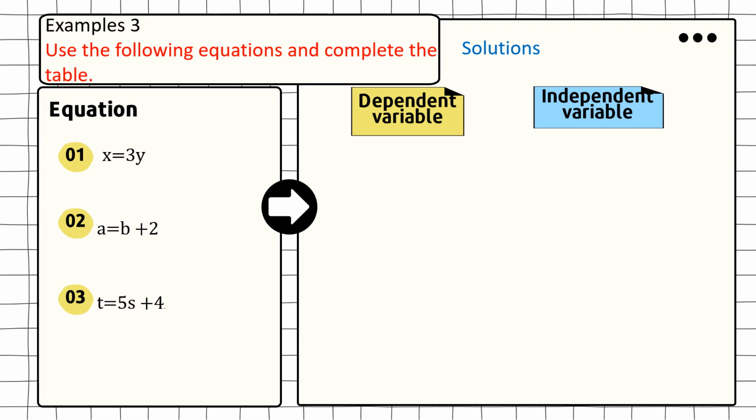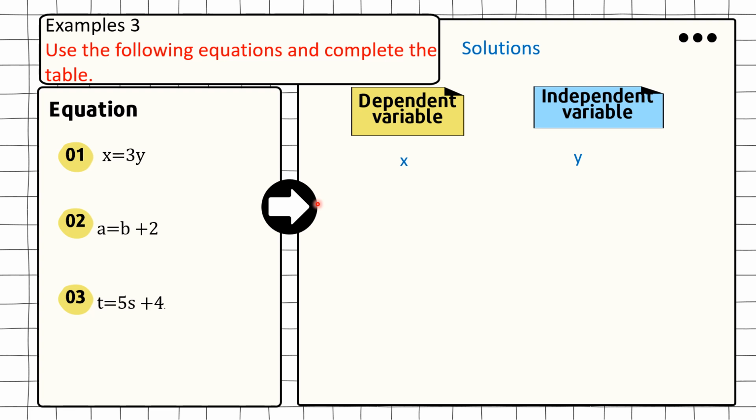Let's go on. Now, use the following equations and complete the table. We have algebraic equations on the left side, and we want to differentiate between dependent variables and independent variables. Who can tell me, x equals 3y, which is the dependent variable and which is the independent variable? Excellent. X is the dependent variable and y is the independent variable.